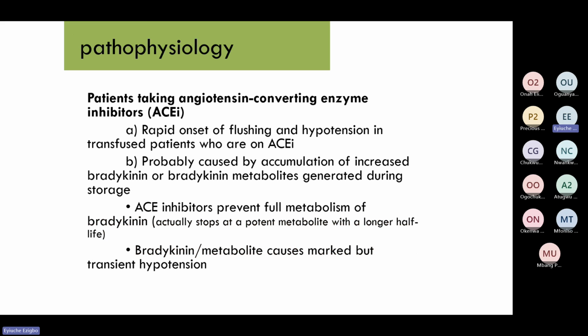Pathophysiology: patients taking angiotensin converting enzyme inhibitors. There is a rapid onset of flushing and hypotension in transfused patients who are on ACE inhibitors, probably because of accumulation of increased bradykinins or metabolites generated during storage, and then the ACE inhibitor prevents full metabolism of bradykinin. It actually stops at a potent metabolite with a longer half-life. So this bradykinin or its metabolite causes marked transient hypotension. So mostly in patients that are on ACE inhibitors.